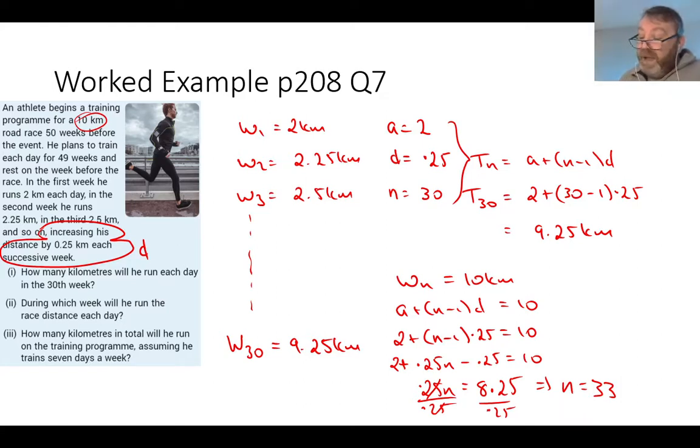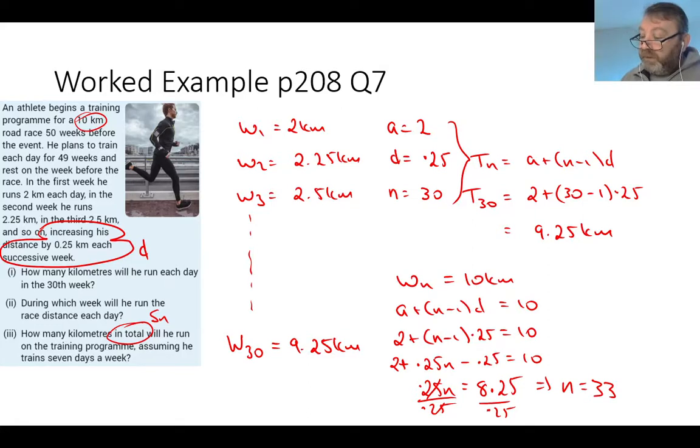And the last one, how many kilometers in total? That's a summation. Will he run on the training program, assuming he trains 7 days a week? Okay, now this is what you've got to remember, that we're going to be looking at the weeks in terms of their increase. But don't forget, in week 1, he travels 2 kilometers every day for 7 days. So in other words, if I want to look up how many kilometers he would have run if we were just taking the weeks as terms, I would then have to multiply that by 7 at the end, because he has run these distances for 7 days each time he has hit those distances. I hope that makes sense.